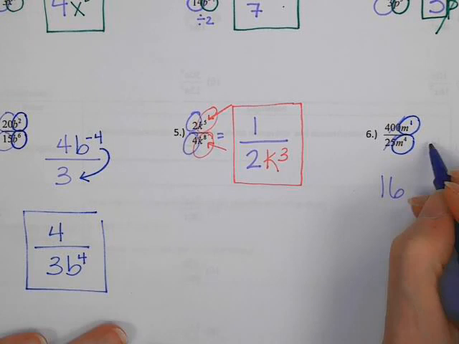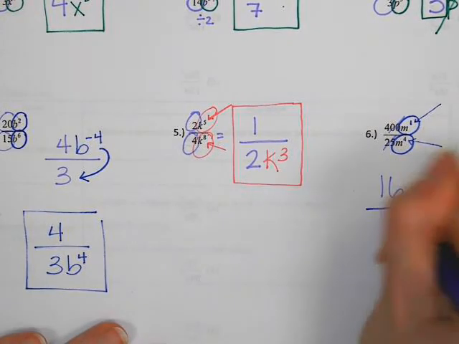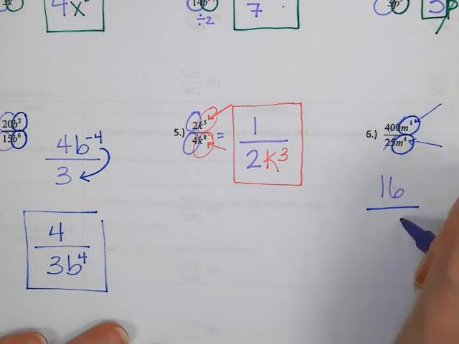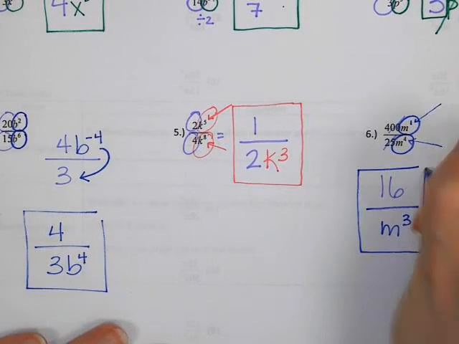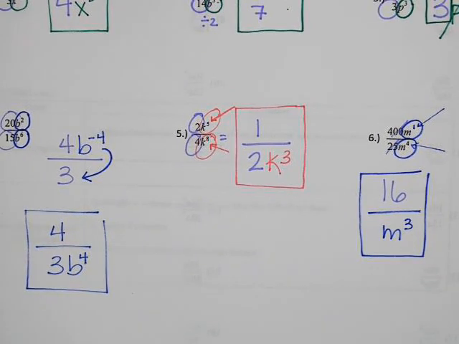Or you could do 4 minus 1 is 3, and since the m is bigger in the denominator, that's where it's going to land. So however you want to do those. All right, that's it. Nice job.